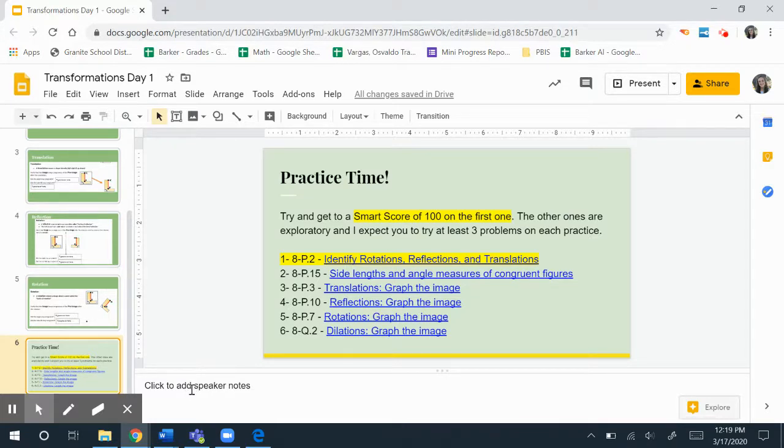Then these last 5 are just exploratory. I would love you to go try 2 to 3 problems on each of these practices, but this is the main one that I want you to try. That way we can do our activity on Tuesday.